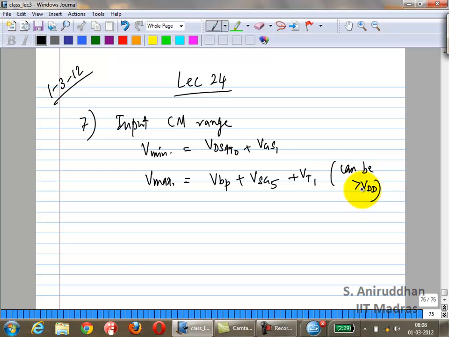Which is a good thing, which means the input is also very good because it can actually tolerate a very large common mode range, right? It goes to the minimum, which is VGS1 plus VDSAT0. That is typically, if you have a transistor with a bias, the best you can do anyways.